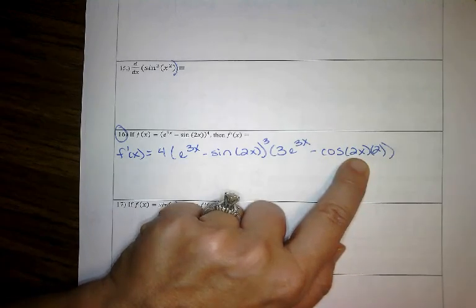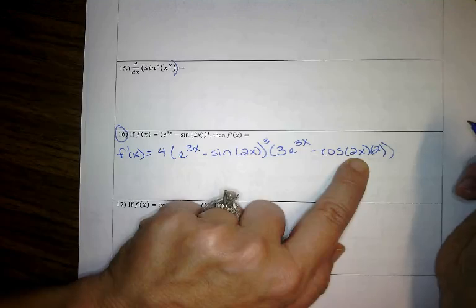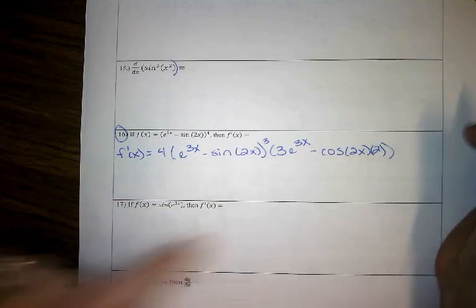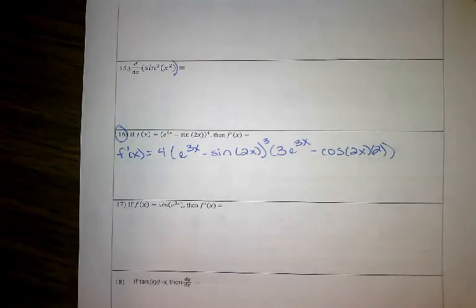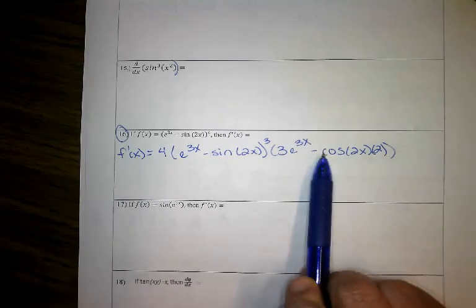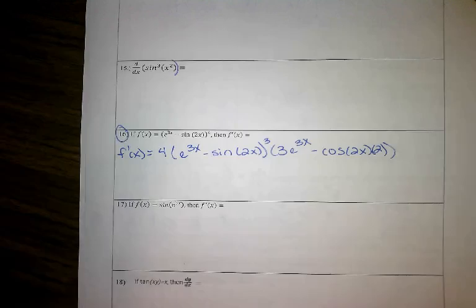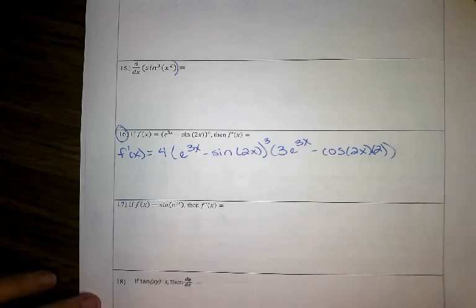And now we're going to simplify a little bit. Not much simplifying I can do, really. I mean, I could put this 2 out front, but really nothing else I could do. So I'm just going to leave it like that. Number 19.